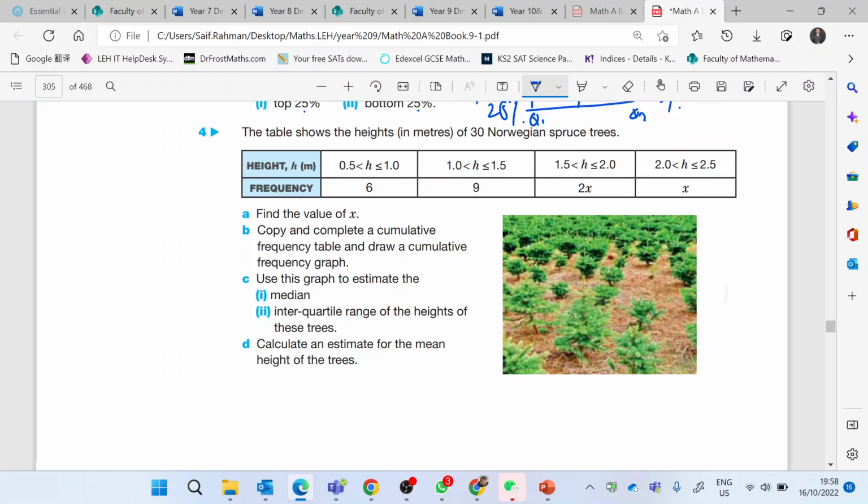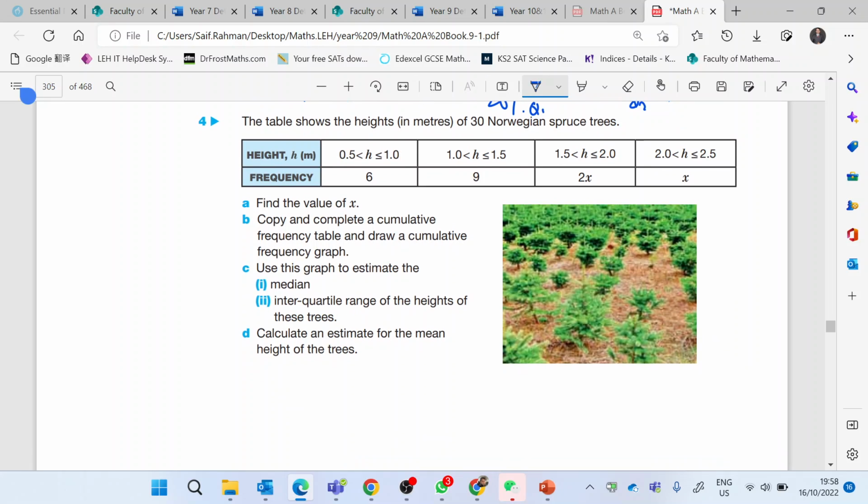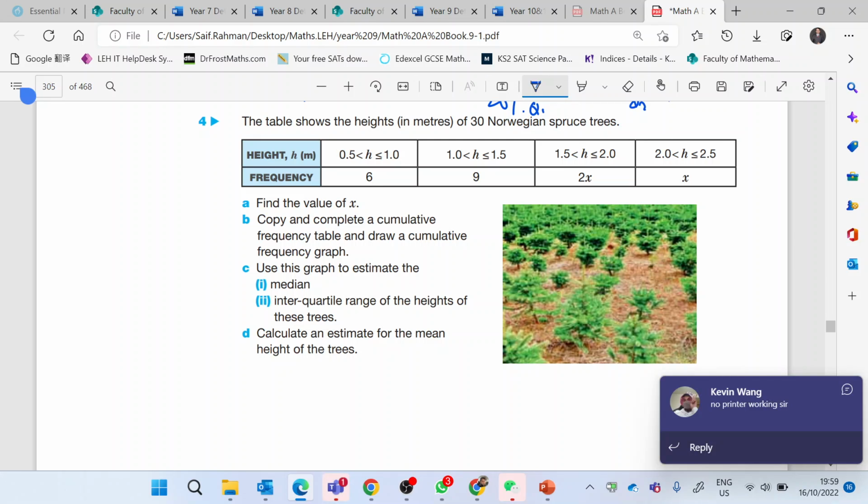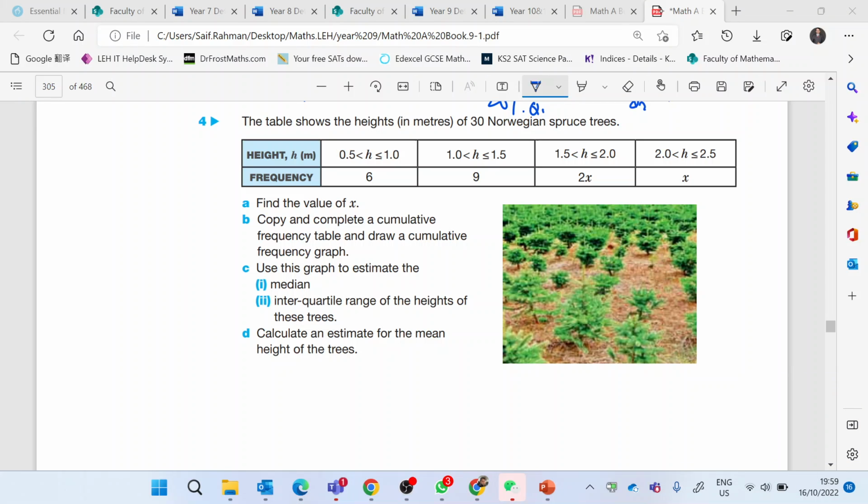Height in meters of 30 species. Okay, 6, 9, 2, x and x. Find the value of x. Copy and complete the cumulative frequency table and draw the cumulative frequency graph. Use the graph to estimate the median and interquartile range.